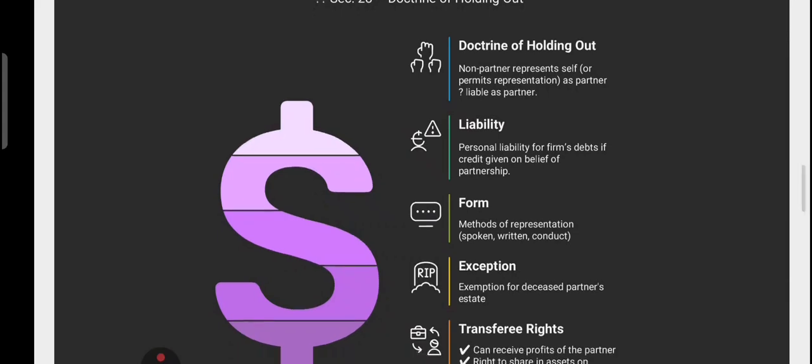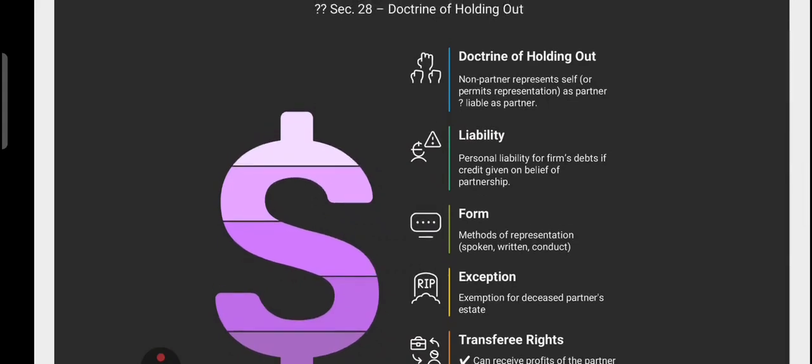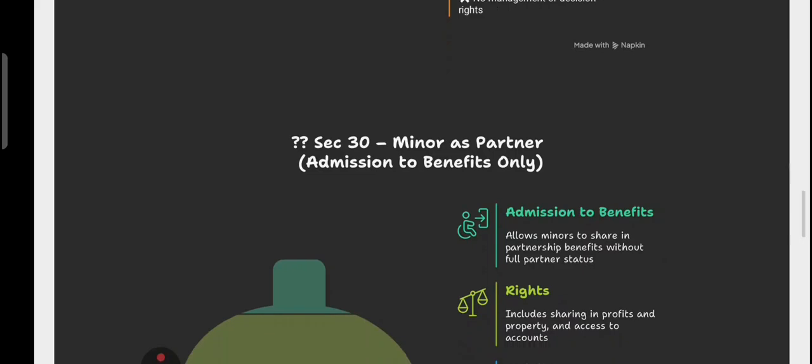सो डॉक्ट्राइन ऑफ होल्डिंग आउट क्या बताता है कि यदि मान लीजिए कोई आदमी अपने आप को पार्टनर के रूप में दिखा रहा है तो वो लीगली माना जाएगा, सारा लायबिलिटी होगा, सारा रिस्पॉन्सिबिलिटी होगा, लेकिन जैसे उसकी डेथ हो जाती है तो उसका जो एस्टेट है वो इन सभी ऑब्लिगेशन से एग्जेम्प्टेड हो जाता है. दैट इज़ कॉल्ड डॉक्ट्राइन ऑफ होल्डिंग आउट.